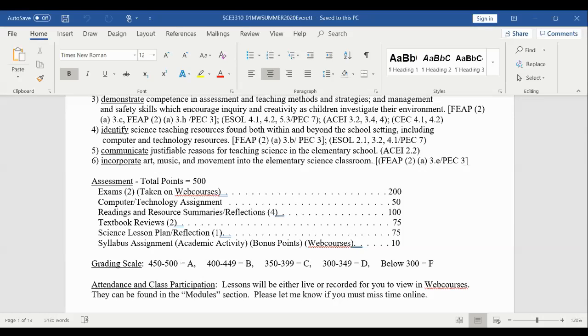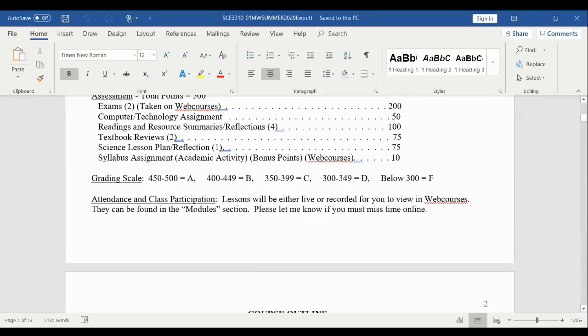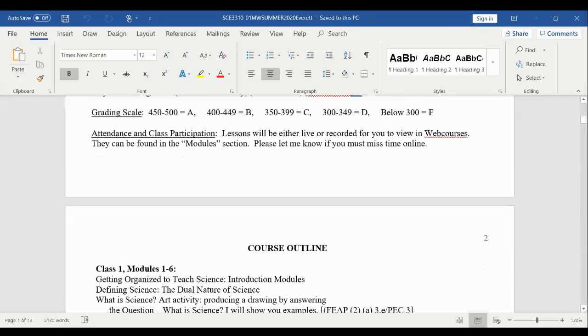Grading scale, 500 total points, 90% is an A, 80% is a B. If you turn in all the assignments and do them correctly, we won't have to worry about anything lower than that. So please do all your assignments. This is online, so I can't really check you. I mean, there is a way to check attendance on online courses, but I normally don't do that.